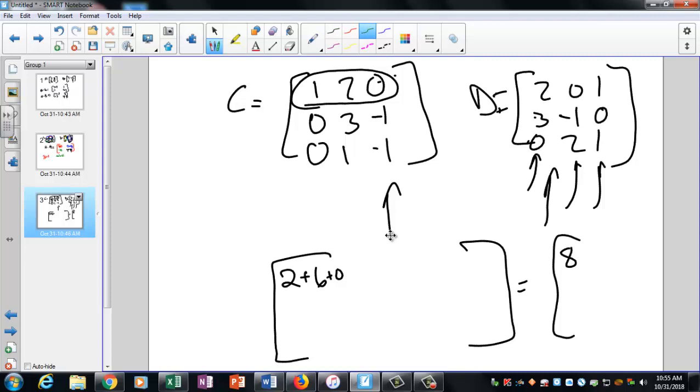Now, next column over. 1 times 0 is 0. 2 times negative 1 is negative 2. 0 times 2 is 0. So this next piece is negative 2.